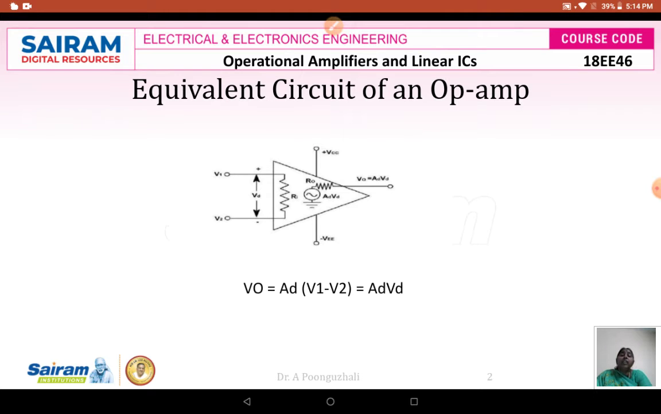Internally it is going to have an input resistance Ri, which is of very high value, and at the output side you are going to have a resistance R0, which is of very low value, and a Thevenin's voltage source AD into Vd.